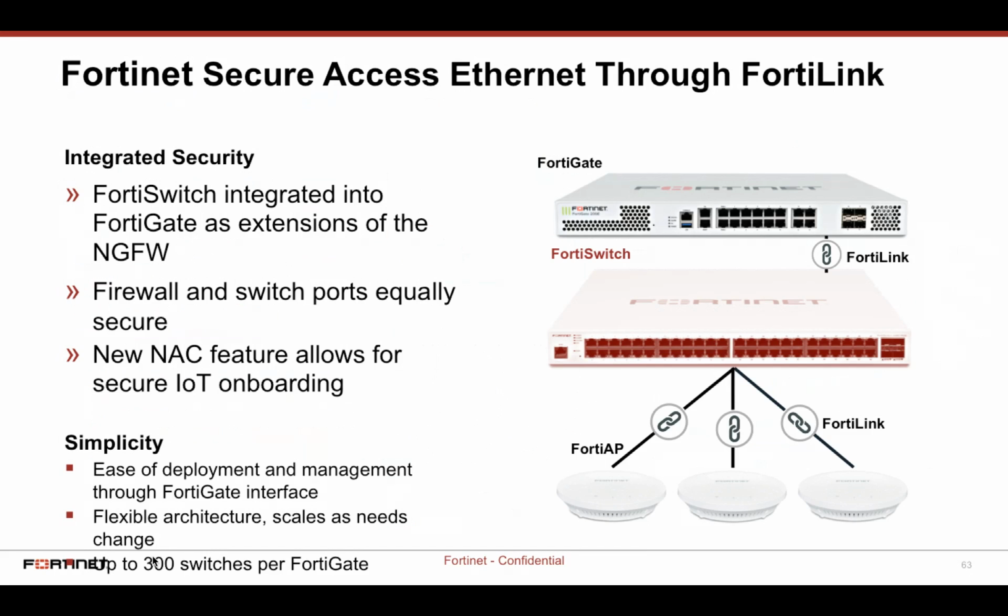So in Fortinet Secure Access Ethernet, the proprietary protocol that we run between the FortiGate and FortiSwitches to discover and manage switches is called FortiLink. So FortiLink is the protocol that we run between FortiAPs and FortiSwitches. So we are going to see the FortiLink protocol and managing 40 switches and 40 APs through the centralized FortiGate firewall with an integrated example.